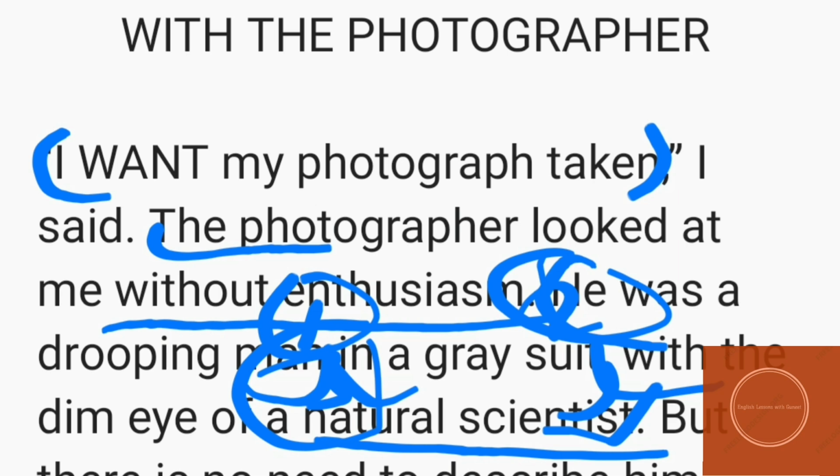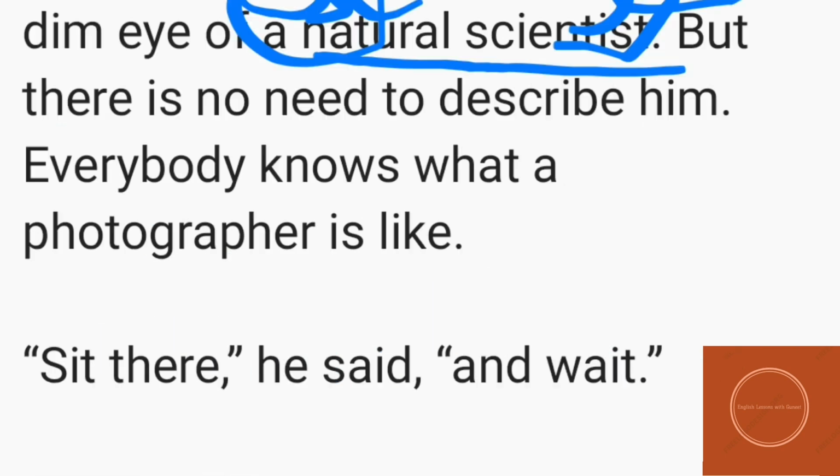But there is no need to describe him. Everybody knows the basic look of a photographer, a person who is wearing a kind of suit and has a camera in their hand or around their neck. That is the basic look the photographer has.